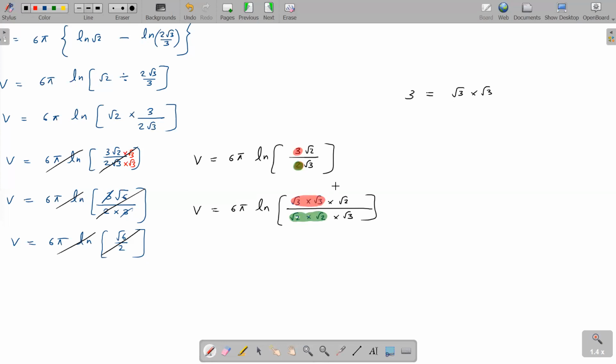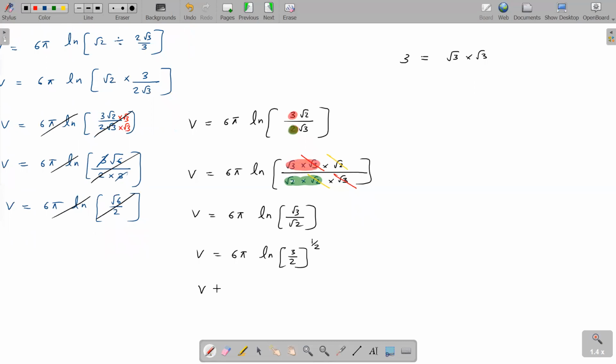Can you see I can cancel out a single root 3 to a single root 3. I can cancel out a single root 2 to a single root 2. And can you see what I create here? 6 pi times ln root 3 divided by root 2. And this I can take under a single power because both of them are roots. It's power half. So it's 3 over 2 to the power half. Do you agree? Because it's 3 over 2 entirely to the power half. That power half in the logarithm, you can bring it out. The power comes front. So 6 pi into half is 3 pi.